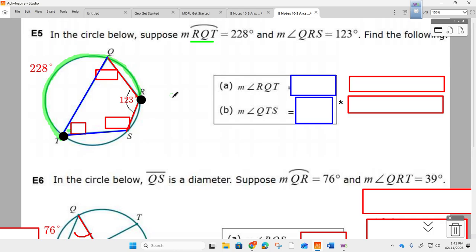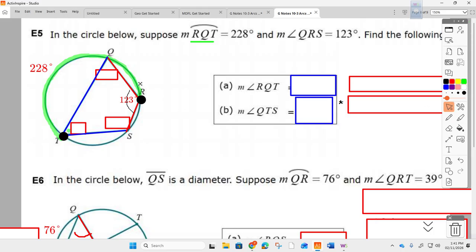These two angles are opposite angles of an inscribed quadrilateral in a circle. What do we know about them? Opposite angles are supplementary, which means if we add them together, they're going to equal 180, right? So if we take 180 and subtract 123, now we know this angle is 57.